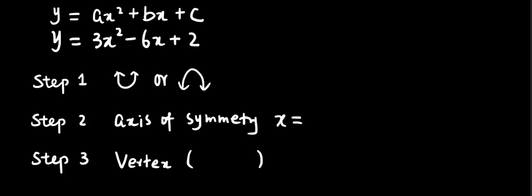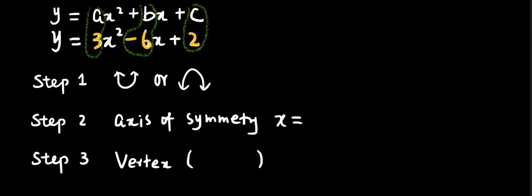Welcome to this lesson. We're going to learn how to graph a quadratic function in the form of y equals ax squared plus bx plus c. In our case, we have y equals 3x squared minus 6x plus 2, which means a is 3, b is negative 6, c is 2. Once we know our a, b, and c, we can start to answer the first question.